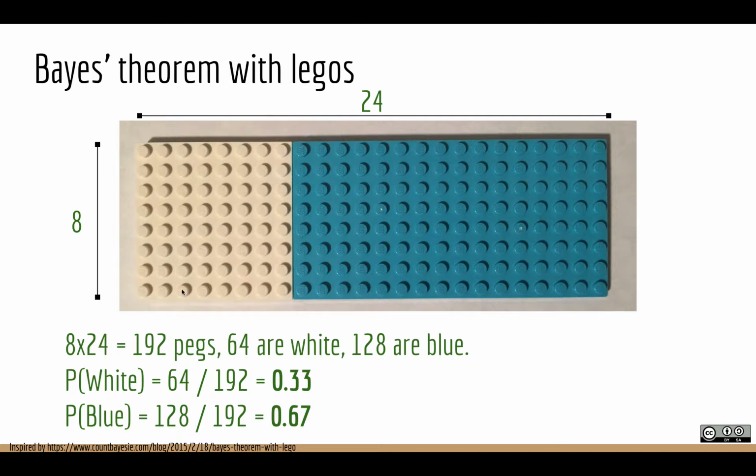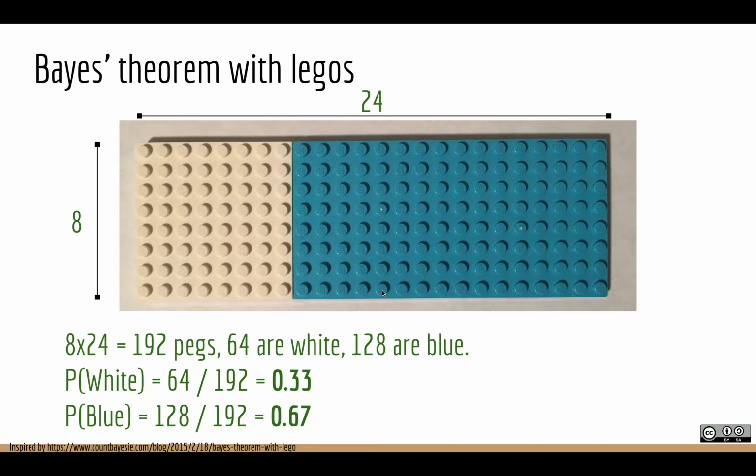And the white space is what, 8 by 8? So there's 64 pegs. Okay. I've got to try to do the math here. So it's what? 128 are blue, which is 8 by what? 16? Yeah, 8 by 16.